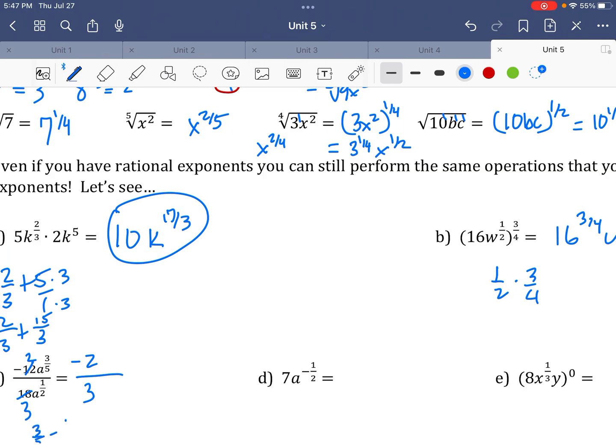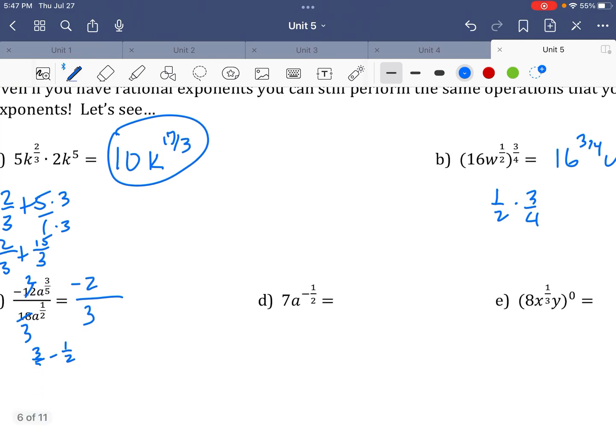And now I have to subtract. I have to do 3/5 minus 1/2. So my common denominator is going to be 10. So 2 times 5, 5 times 2, 6. So 6/10 minus 5/10 is 1/10. It's positive, so it's going on top. And just leave it like that.